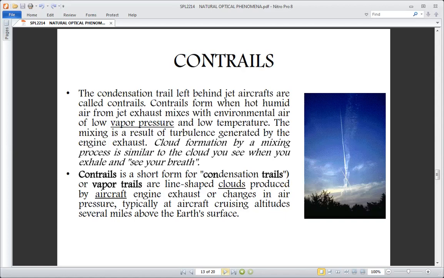But first of all, let us picture this so that we understand what a contrail is. If you are in a very cold place, let's assume it is very cold and chilly early in the morning, and you blow some hot air from your breath, normally you see some kind of smoke forming around your mouth.